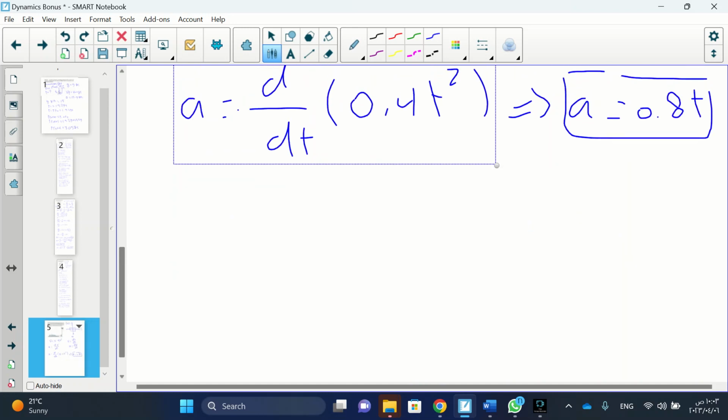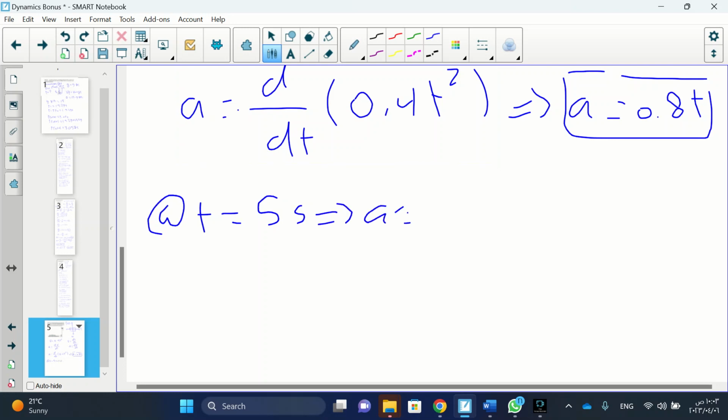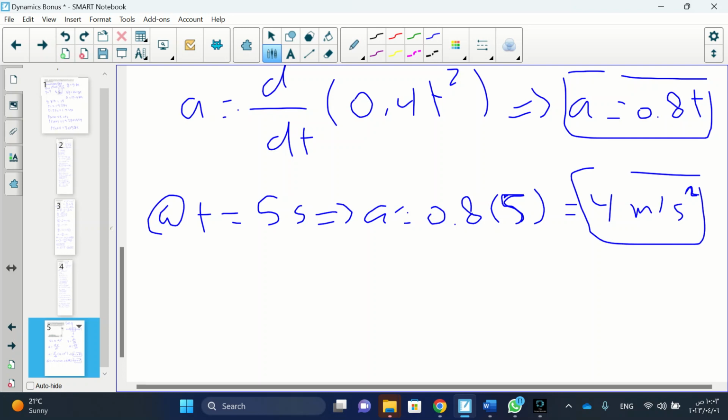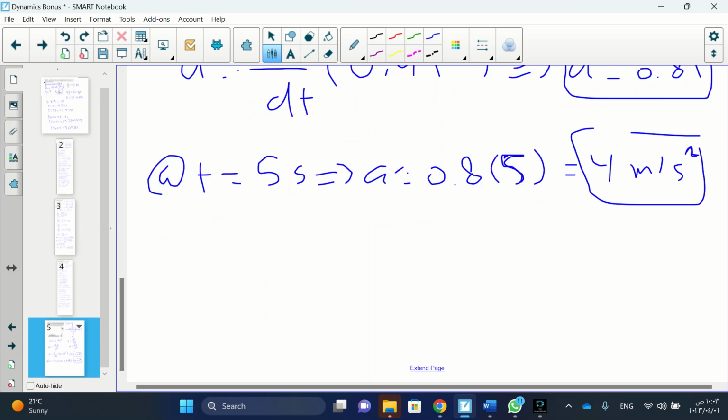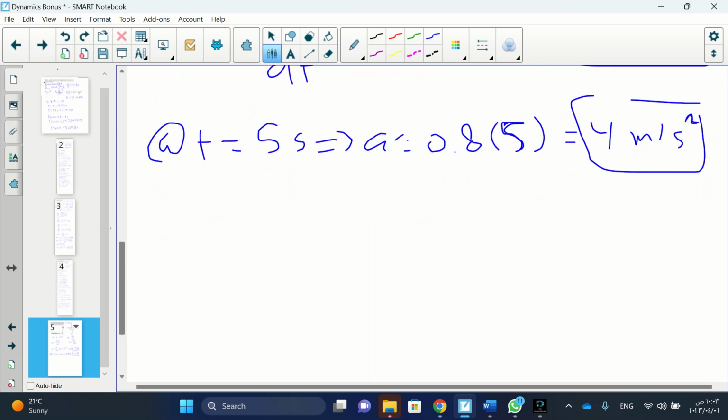So he said at T equals 5 seconds, A will equal 0.8 times 5. This should give you 4 meters per second squared. Don't forget the unit. Okay, so we found A.